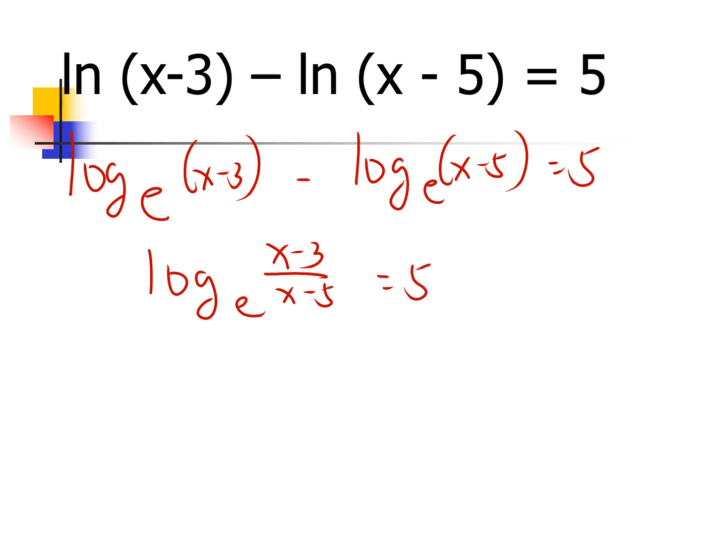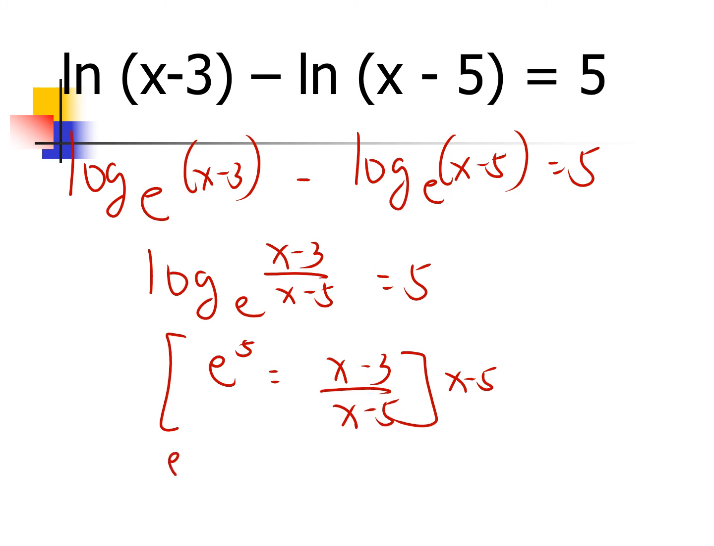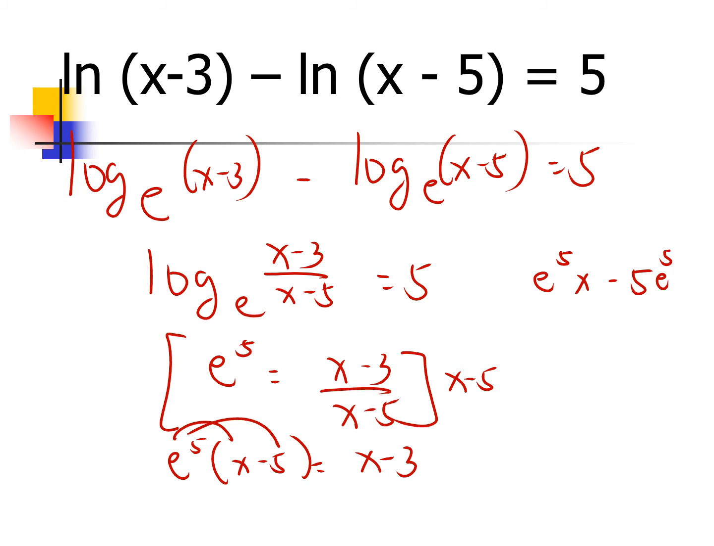So ngayon, ang gawin natin, i-transform natin ito into exponential. It will be e raised to 5 is equal to x minus 3 over x minus 5. Multiplying both sides by x minus 5, it will be e raised to 5, quantity x minus 5, is equal to x minus 3. Now, let's distribute e raised to 5 inside the parentheses. It will be e raised to 5 times x minus 5 e raised to 5 is equal to x minus 3.